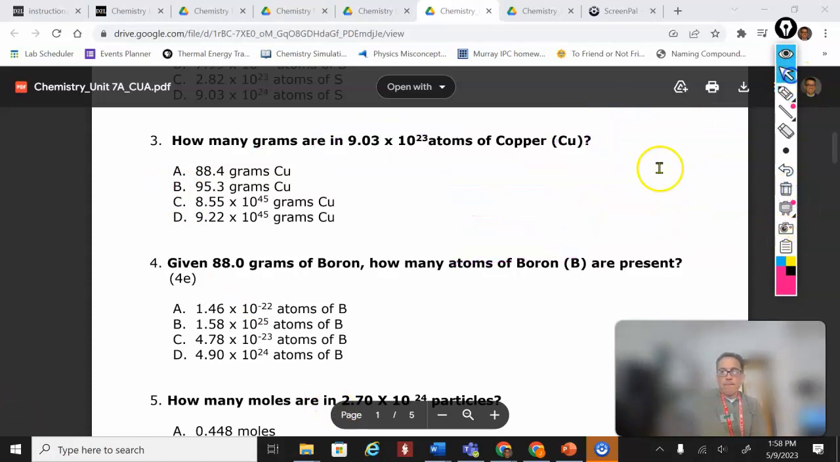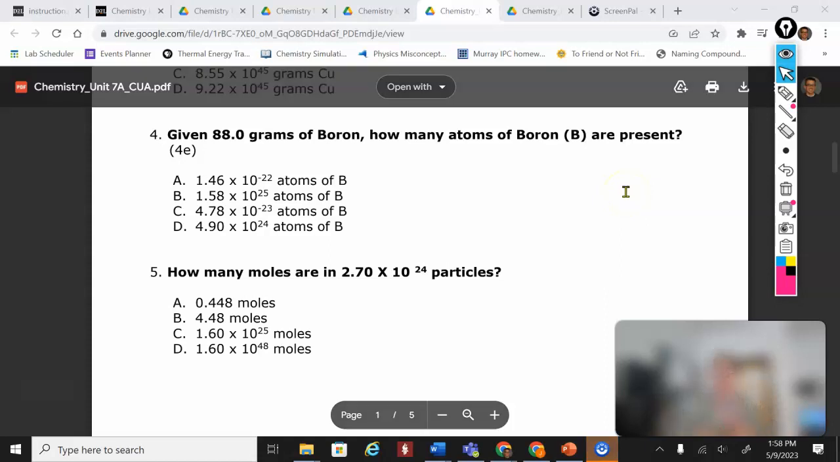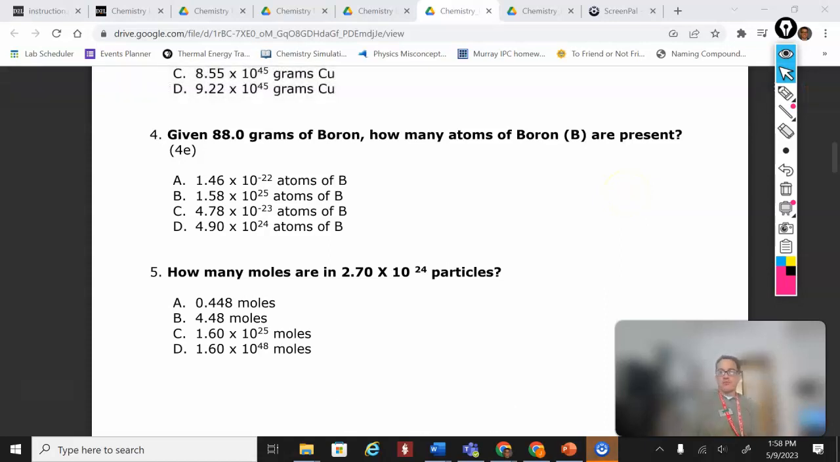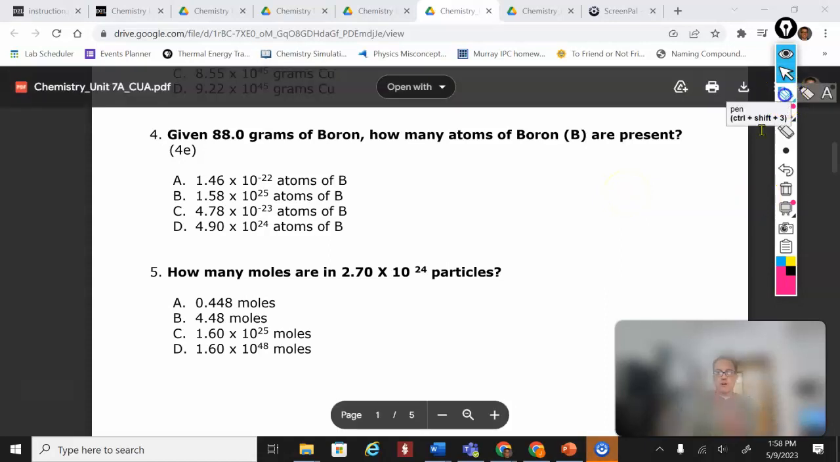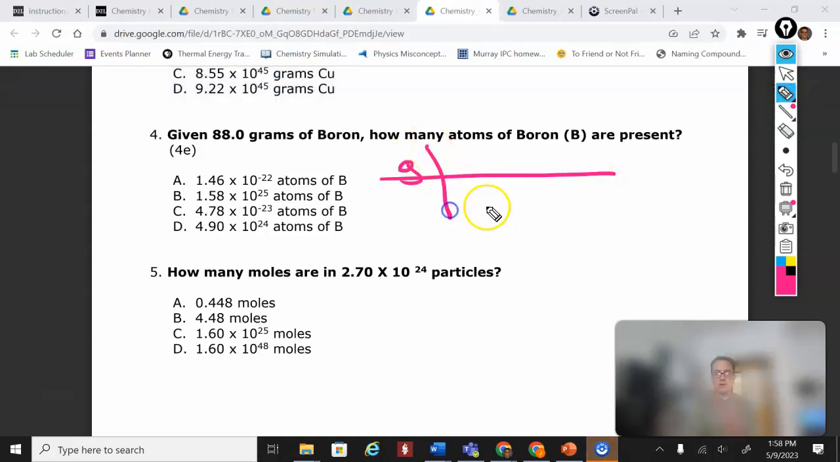Number four, we have grams of boron and want to go to atoms of boron. In order to do that, we need to make a stop at moles. So I've got grams, and I can get rid of grams. I can't go directly from grams to atoms, but I can go from grams to moles, and then I can go from moles to atoms. So we have 88 grams to begin with.